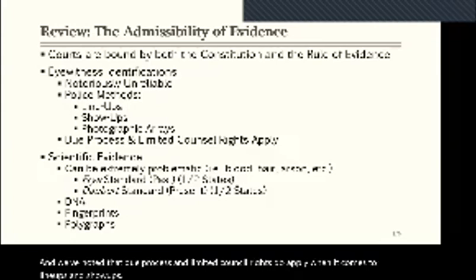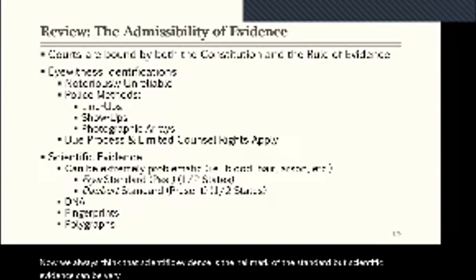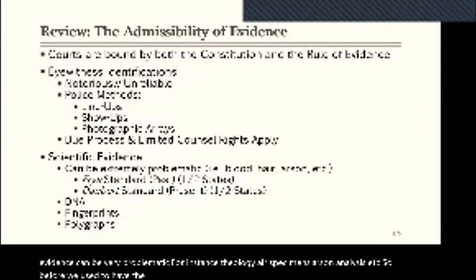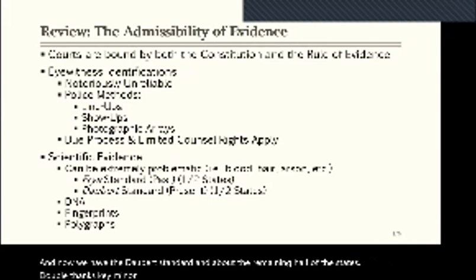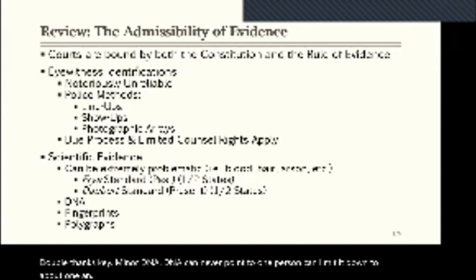Now, we always think that scientific evidence is the hallmark, the gold standard, but scientific evidence can be very problematic. For instance, serology, hair specimens, arson analysis, etc. Before, we used to have the Frye standard in about half the states, and now we have the Daubert standard in about the remaining half of the states. A couple things to keep in mind are DNA. DNA can never point to one person, right? We can limit it down to about one in, or seven in a billion, basically.